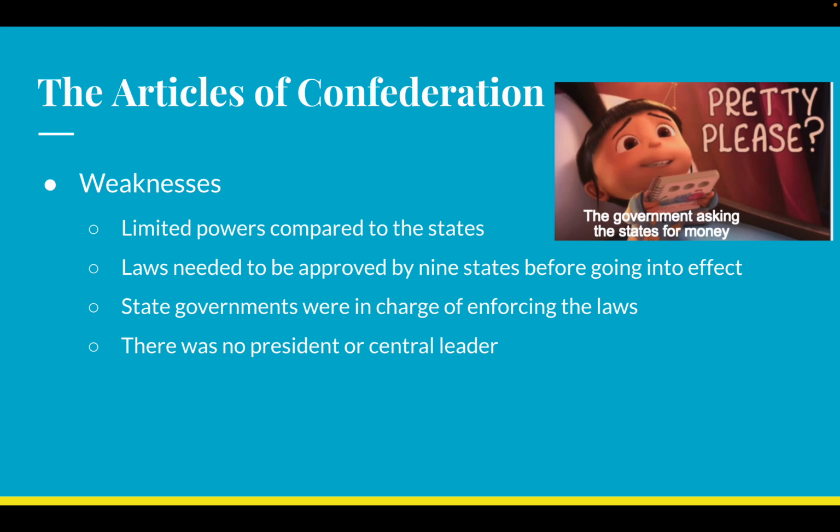In addition, there's no president, there's no central leader, there's no person we could look to in a crisis. Now, on one hand, this is good, right? Because you don't want one person becoming too powerful. You don't want one person to become a king. The downside is when there's a crisis, when there's a horrible situation and we need quick, decisive action, there's no one to look to.